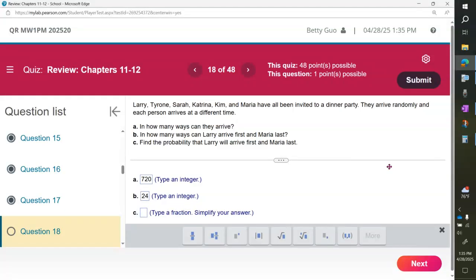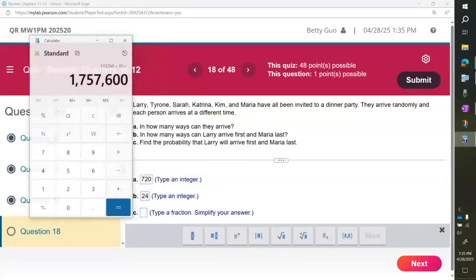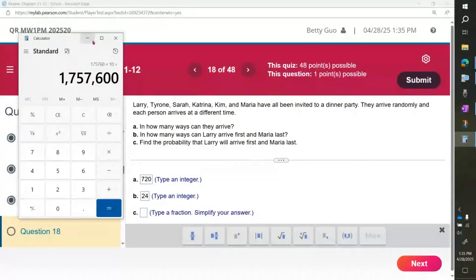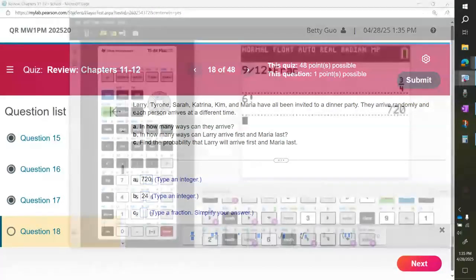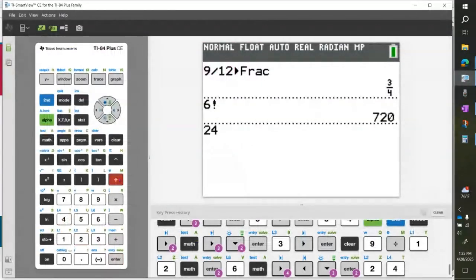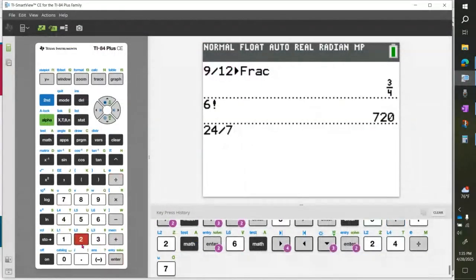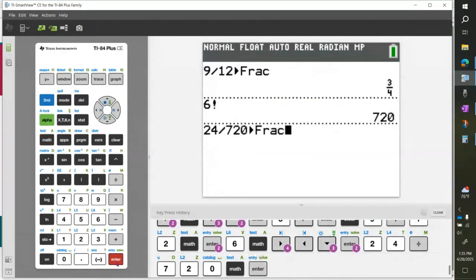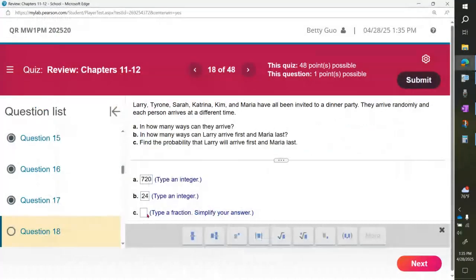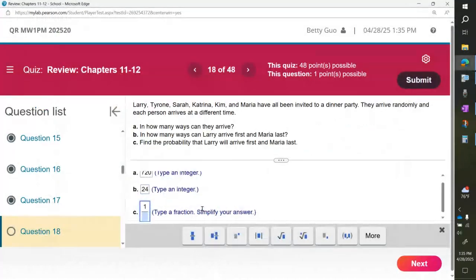It says to type a fraction, simplify the fraction. So we use a calculator. 24 divided by 720 has to be simplified, right? Math, fraction, 1 over 30. The probability is 1 divided by 30. That's the probability.